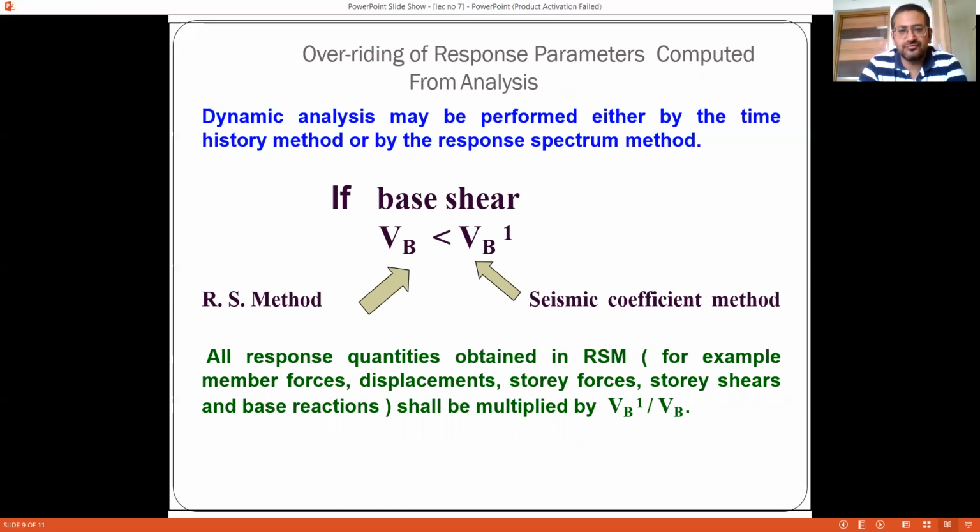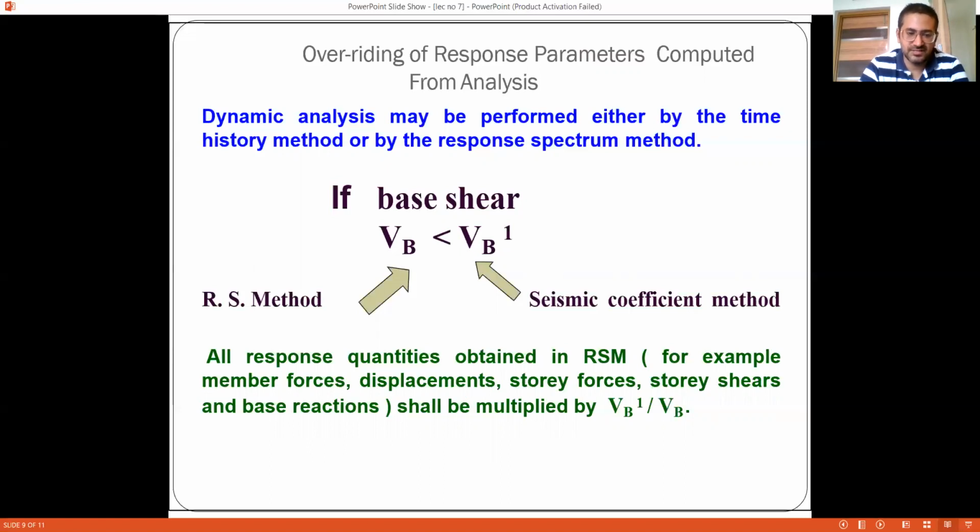Now we are going to have two base shears. First is from the static method, that is the seismic coefficient method, and second is from the response spectrum method. We need to compare them: if the base shear from the response spectrum method is less than the base shear from the seismic coefficient method, then it has to be multiplied by a scale factor, ensuring that the minimum base shear is in the range of 80% to 100% of the seismic coefficient method.